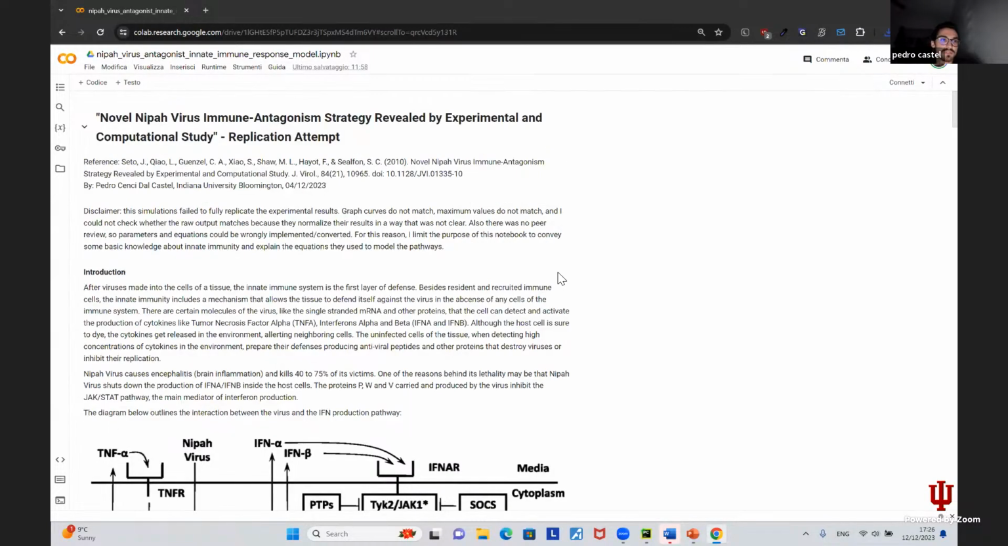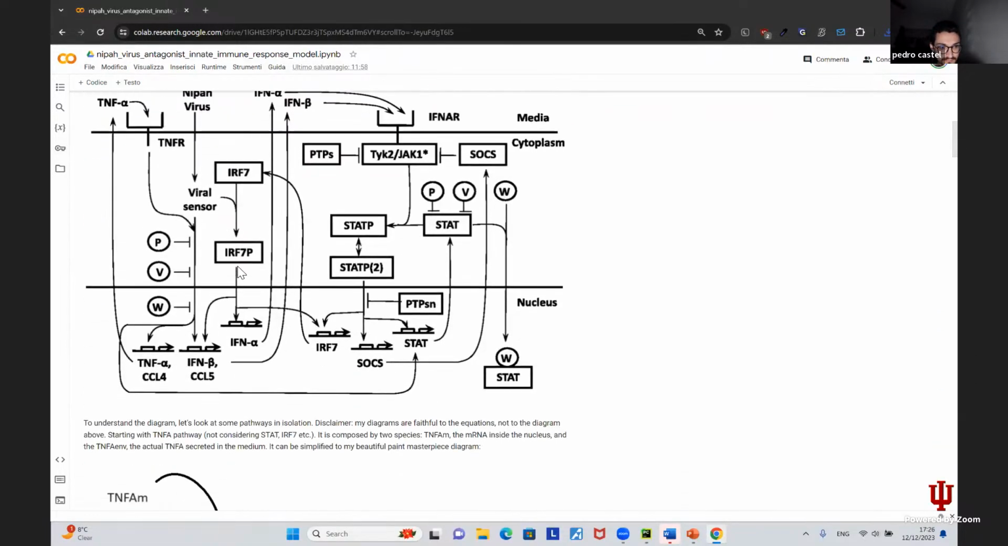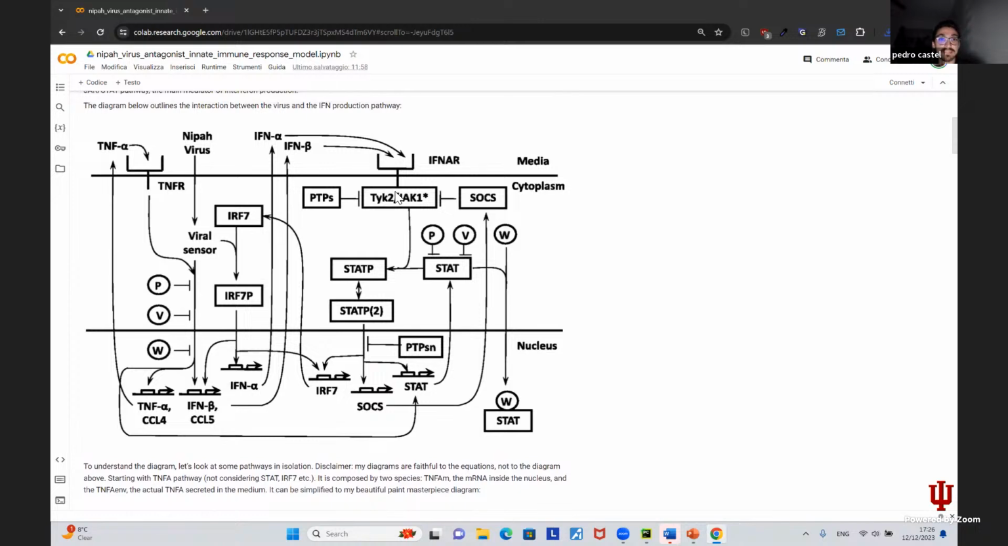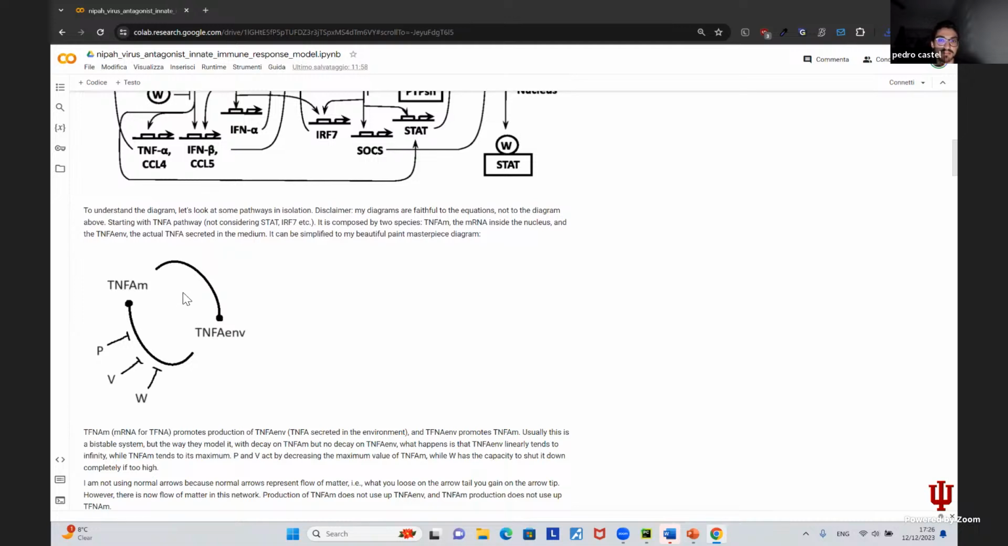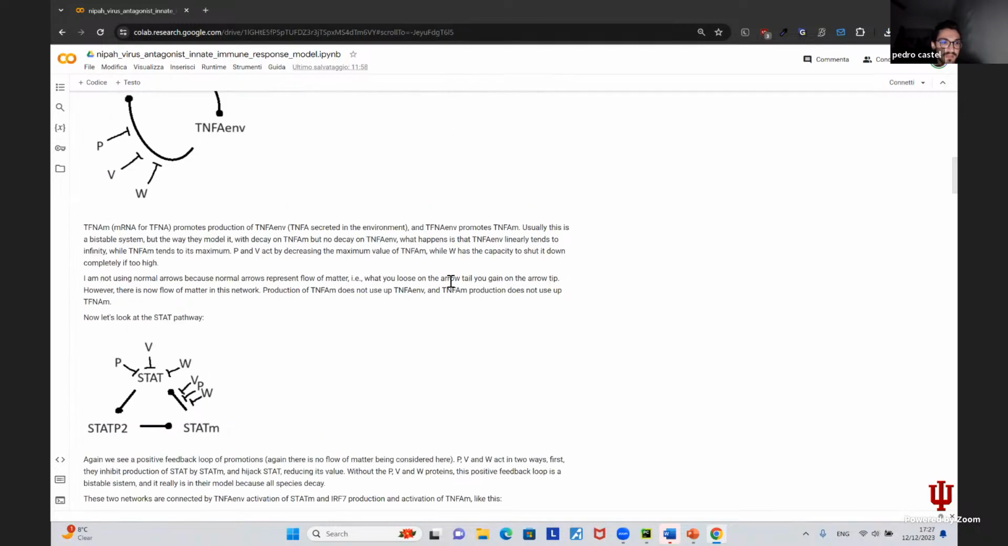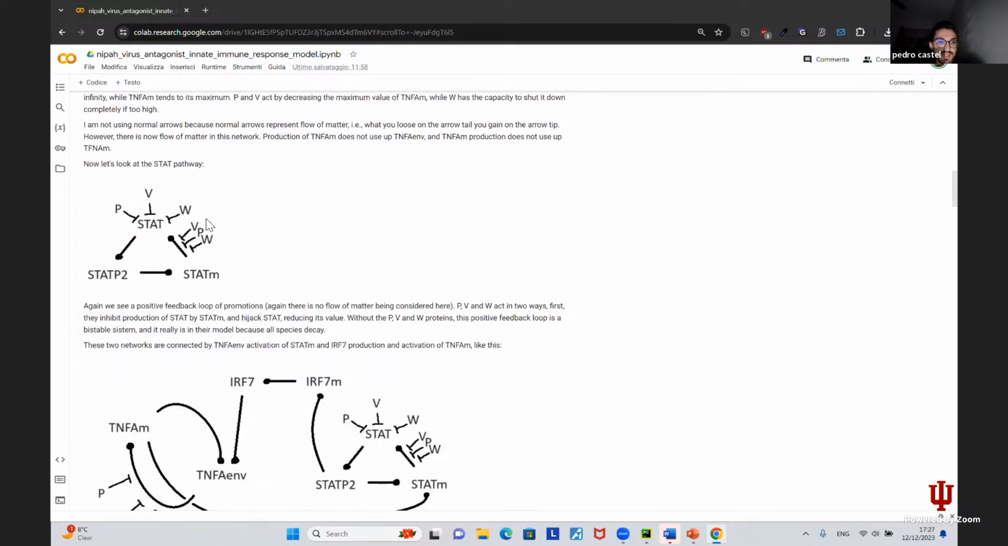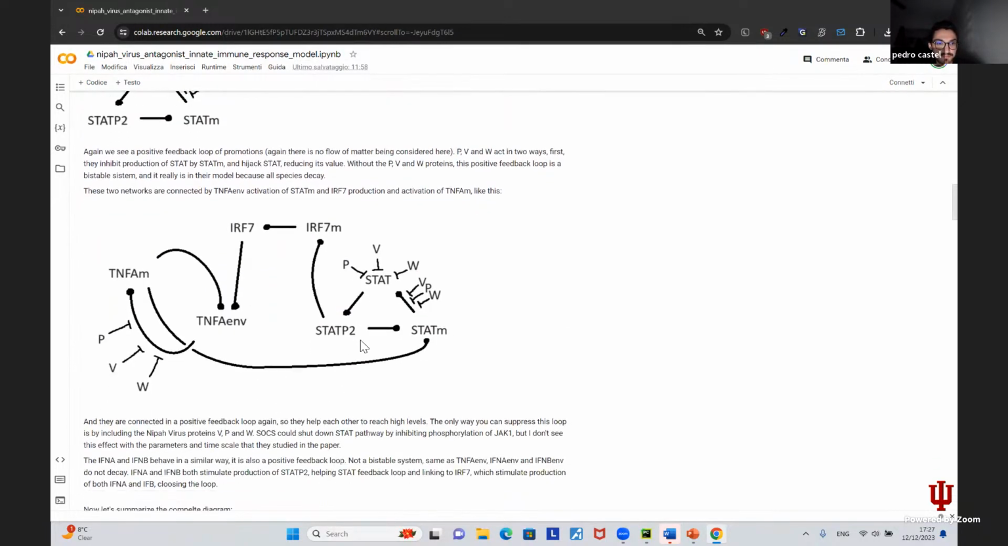I will go through things I changed relative to the last time I presented the Colab notebook, just to be quick. Okay, I won't go through it all. So first one, there's a disclaimer that I'm not sure it really replicates the results. Maybe there are some problems. At least in the explanation, I've broken down a few pieces of this network. So I first explained the TNF-alpha self-activation with PV&W inhibiting production of TNF-alpha mRNA. Same thing for STAT and how they are connected.